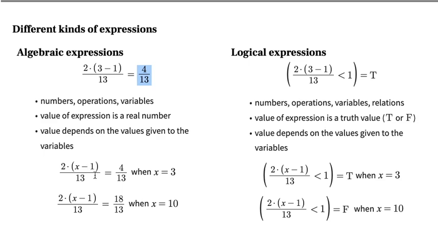If we have an algebraic expression, then the value depends on the values of the variables. So, for example, here, when x equals 3, the value of this expression here is 4 divided by 13. But if x equals 10, the value of this expression here is equal to 80 divided by 30.